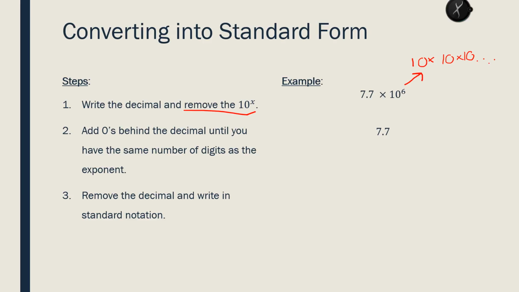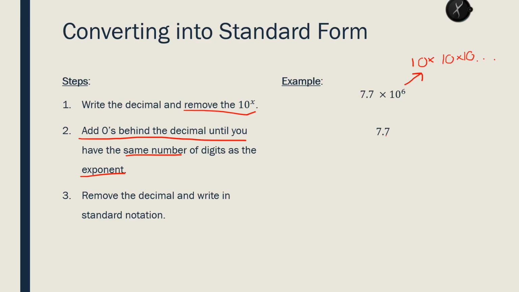That's going to be a very big number. So when 7.7 is multiplied by that, this is going to become much bigger. Now, after you have removed that 10 to the whatever power you have, you're going to add a certain number of zeros behind the decimal until you have the same number of digits as the exponent. So I need to have the same number of digits as this exponent, which is 6.